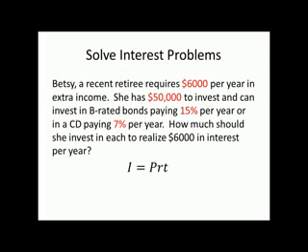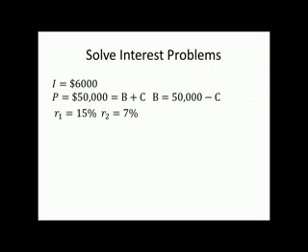All of this is going to get plugged into the basic interest equation. I, interest, equals PRT, principal times rate times time. So again, her interest is the $6,000 she needs every year. The principal, that is the money that she's going to invest, is the $50,000. Now that's going to be broken up into bonds and CDs. So I set that $50,000 equal to B plus C, B for bonds, C for CDs. And I solved for B.